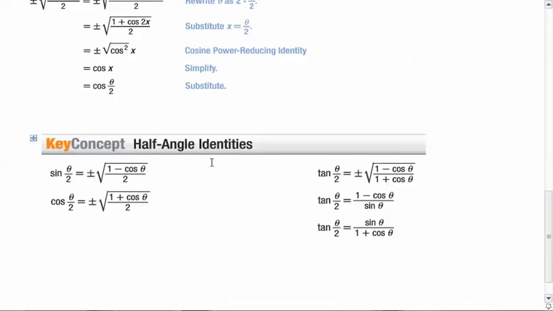It's easier to memorize those. So for sine theta over 2, we have the radical of 1 minus cosine theta over 2. For cosine theta over 2, we have the radical of 1 plus cosine theta over 2. Both of those are under the radical, and it has a plus or minus out there. The plus or minus is determined by where it is on your unit circle. And for the tangent, we have tangent of theta over 2 equals plus or minus the radical of 1 minus cosine theta over 1 plus cosine theta. And then you can rewrite tangent if you use some of those other identities. So that's it for your double angle and your half angle identities.